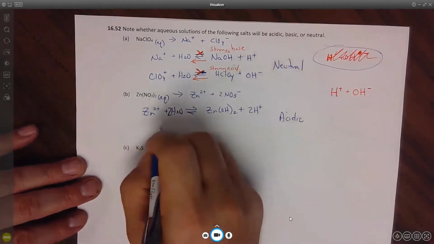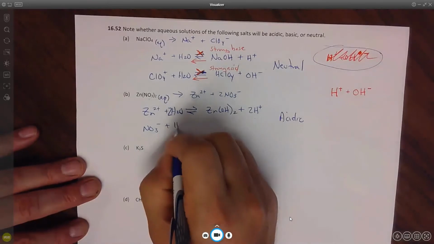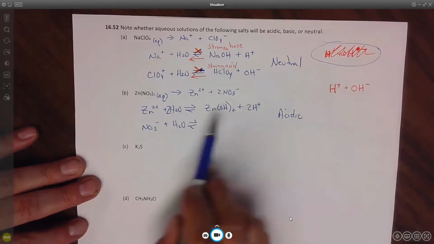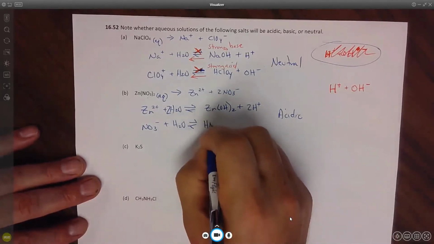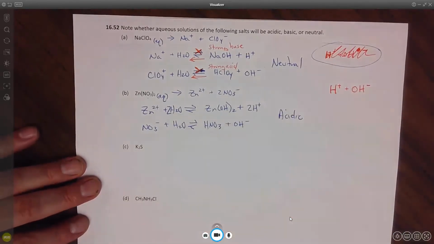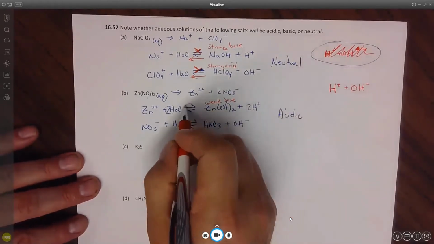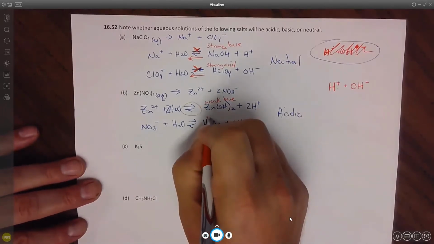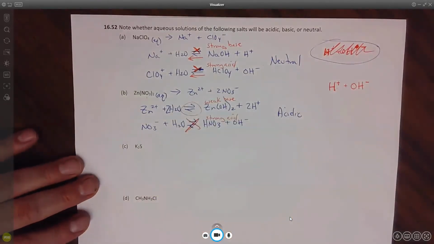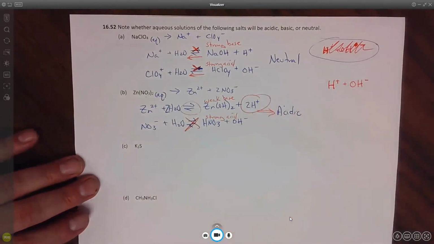Now, if we looked at the nitrate, again, if we think of water as being H plus and OH minus, we would expect the H plus to go to the NO3 minus, giving us HNO3, leaving behind the hydroxide. But again, this is a weak base, so it will be in equilibrium. But this is a strong acid, so it's not going to happen at all. And so therefore, we increase the hydrogen ion concentration, and this thing will be acidic.